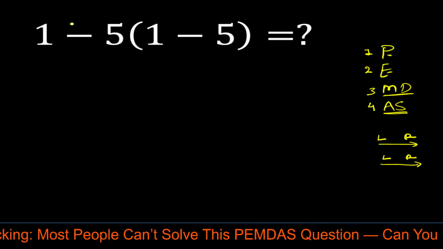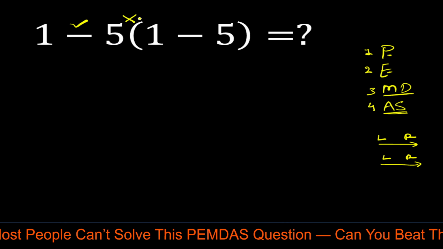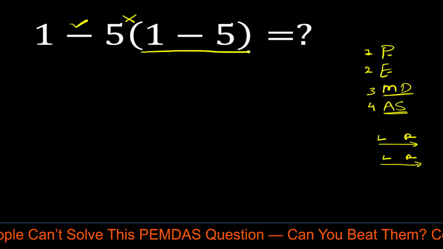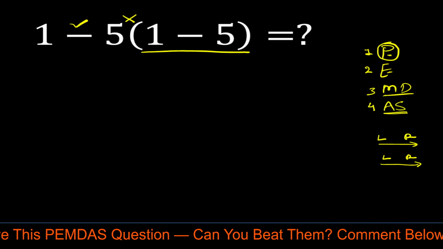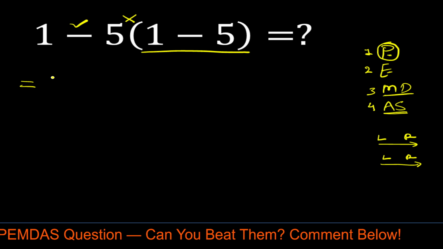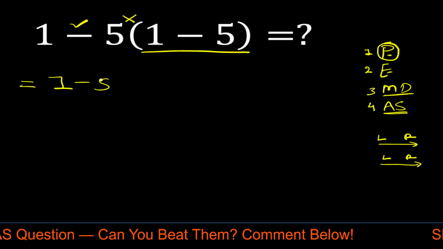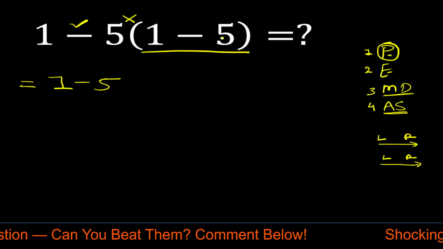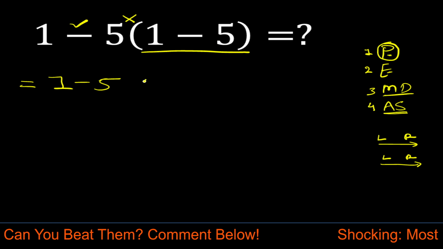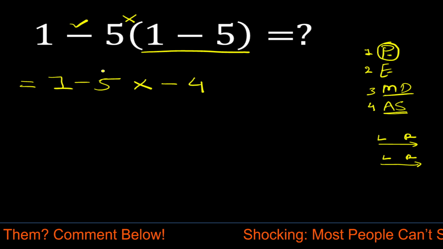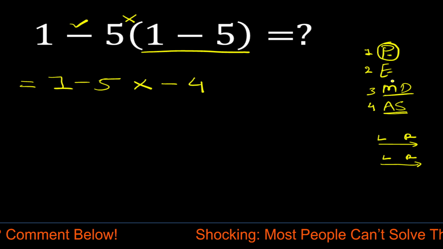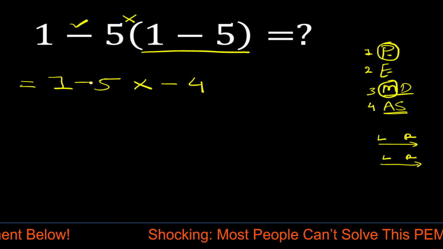So in this question, here we have one subtraction, here multiplication, and here we have one parenthesis. So according to PEMDAS rule, first we have to solve parenthesis, right? So now 1 minus 5, now solve this parenthesis. 1 minus 5 is equal to minus 4. So times minus 4. Now according to PEMDAS rule, first we have to solve multiplication.